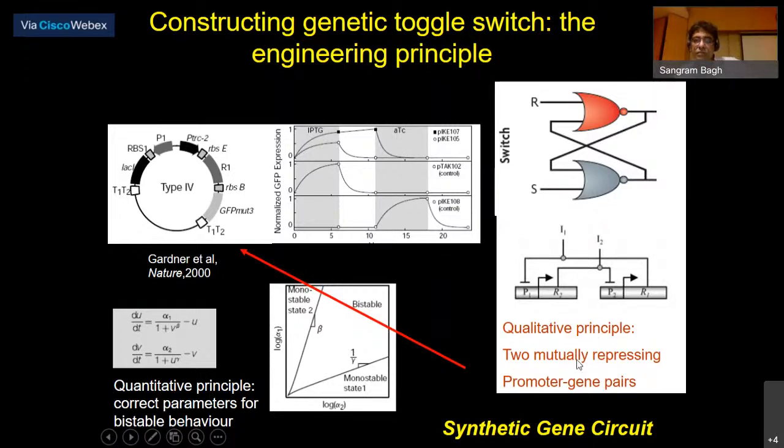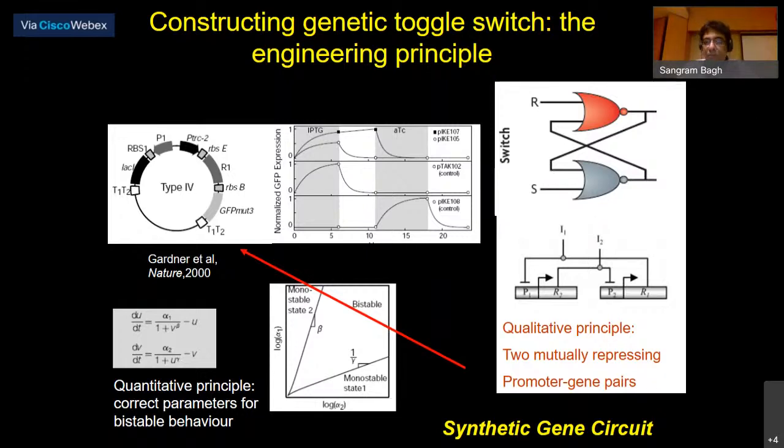Why can you not make this memory device with a qualitative principle? Because it has a quantitative principle, and that quantitative principle says only at a certain parameter range will it give this bistable behavior, or this memory kind of behavior. Out of this parameter range, it will give a monostable behavior, like the laser pointer knob, where it doesn't have the memory.